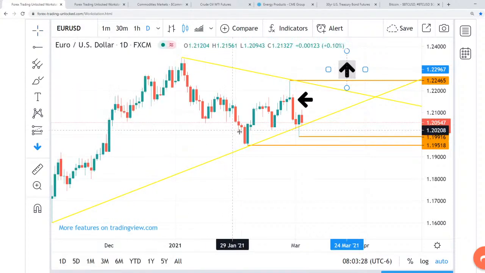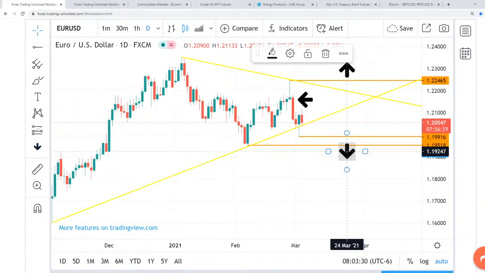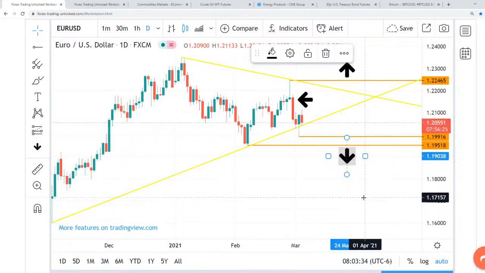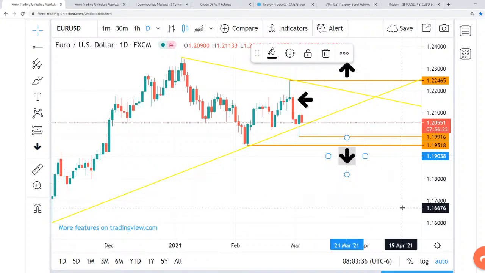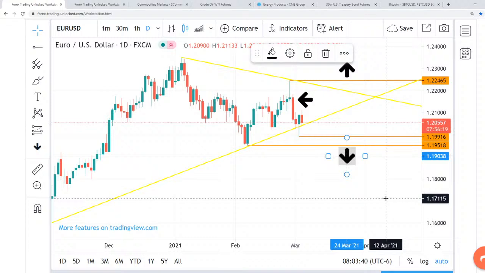Any failure from here is very, very negative for the euro. Now, not that it's going to fall apart and get down to $1.10, but for the euro to get down to about $1.18 to $1.17 half area is very, very possible should we fall below $19.51.